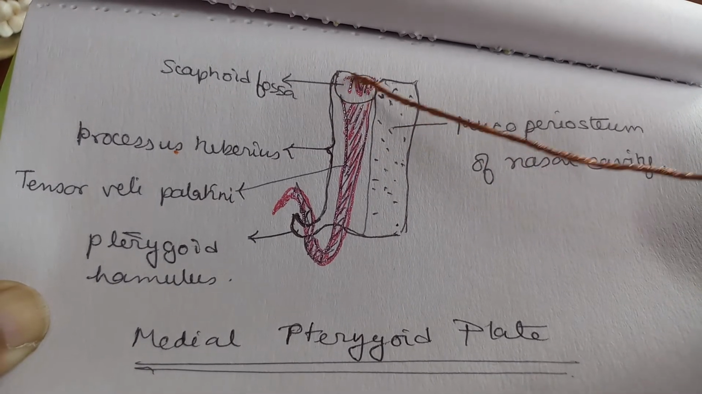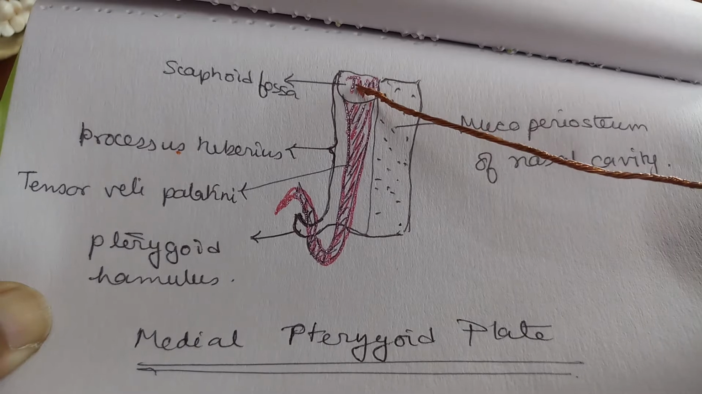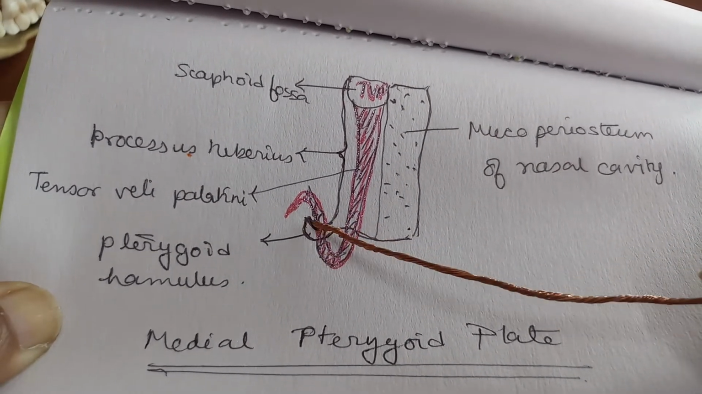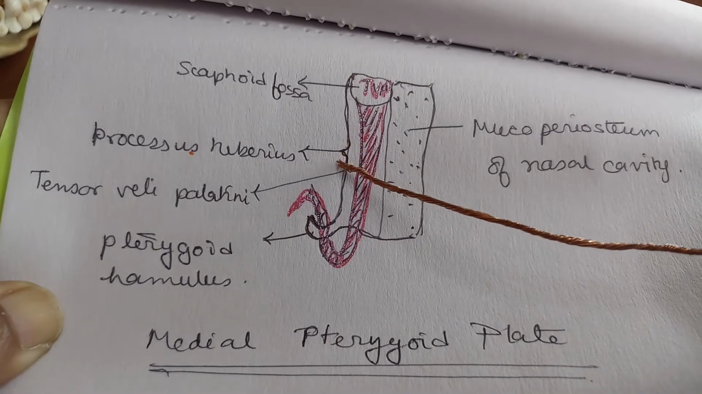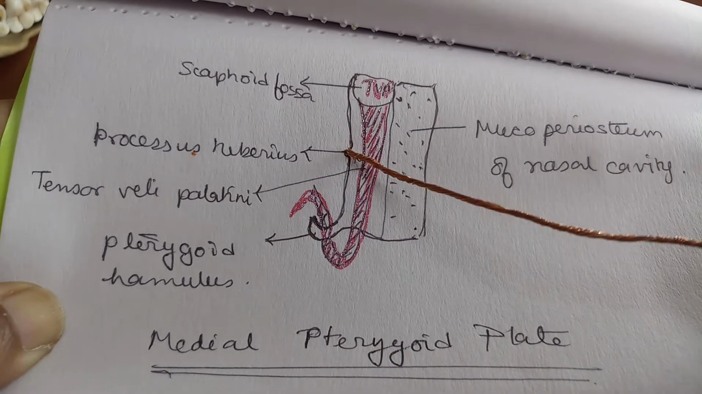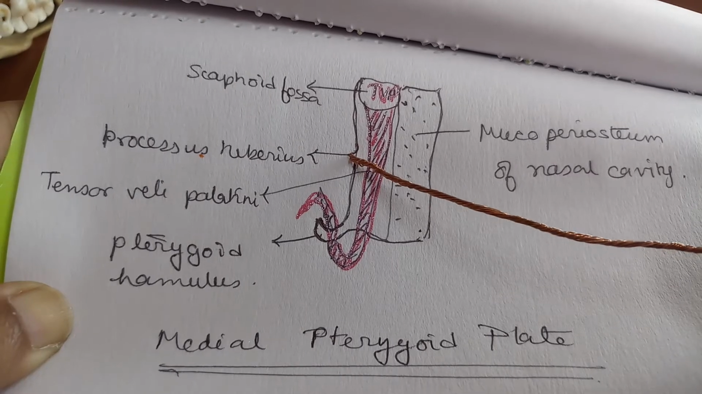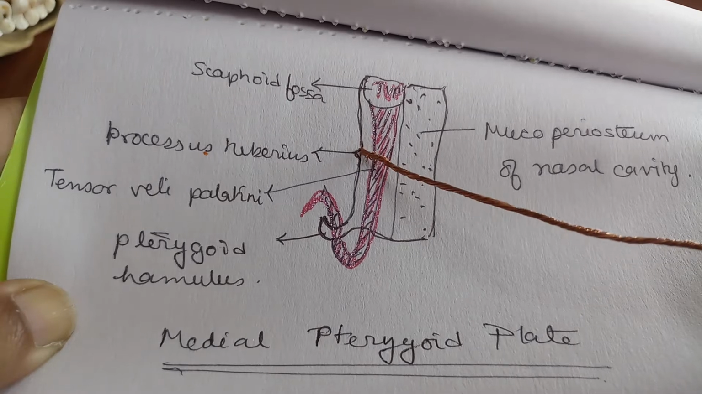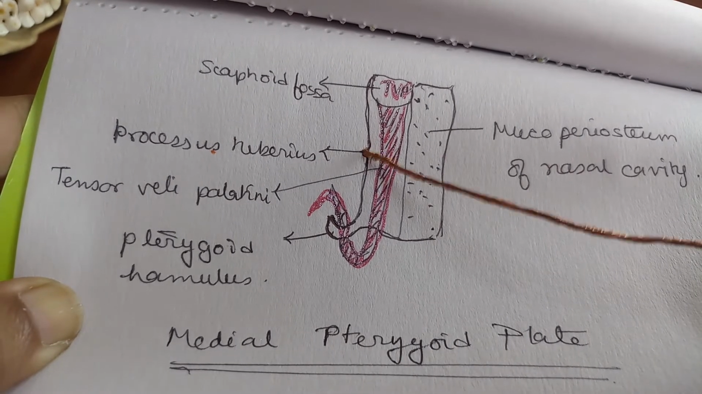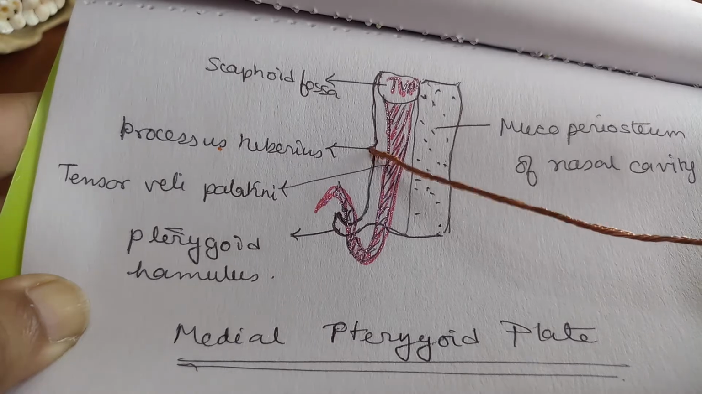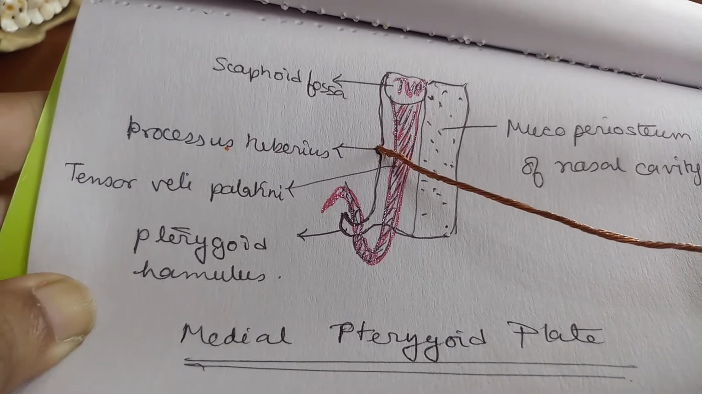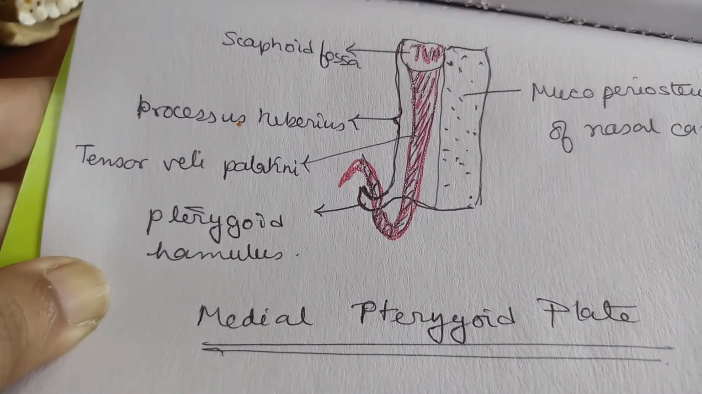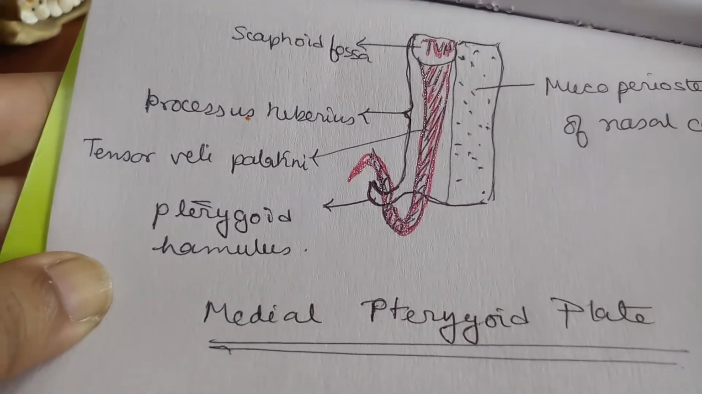And this is actually the scaphoid fossa. The scaphoid fossa remains at the junction between the two pterygoid plates, and from here arises tensor veli palatini, which is hooking round the pterygoid hamulus. This is the processus tubarius. The processus tubarius is a small projection from the posterior border of the medial pterygoid plate, and it is for the lodgement of the auditory tube. The cartilaginous part of it is extending from here. So this is about this.